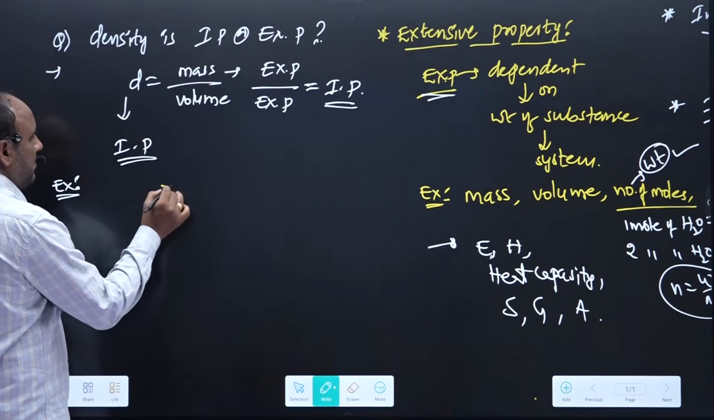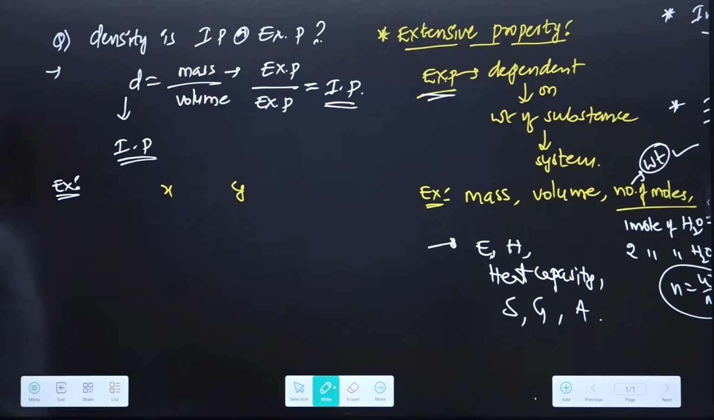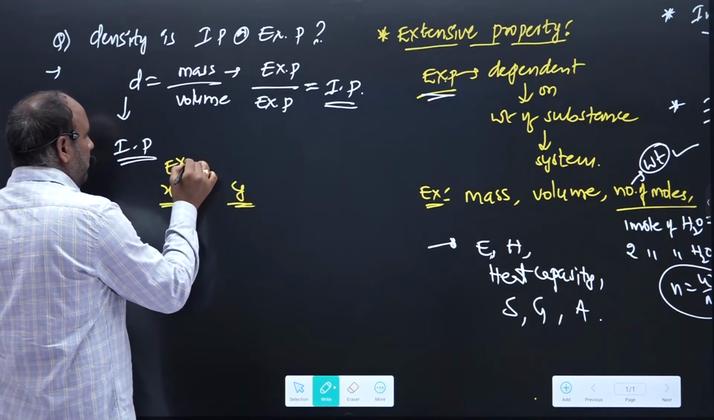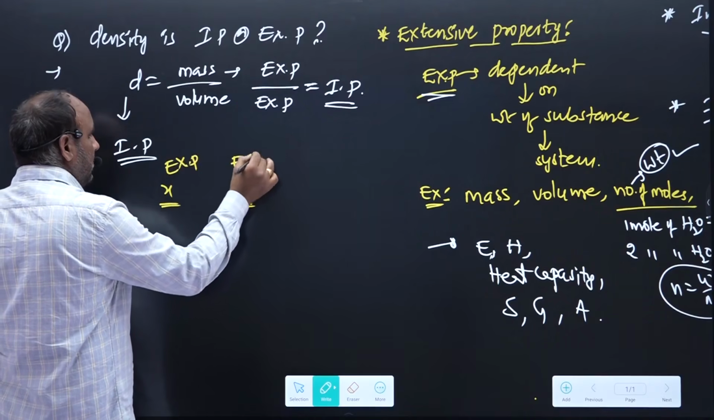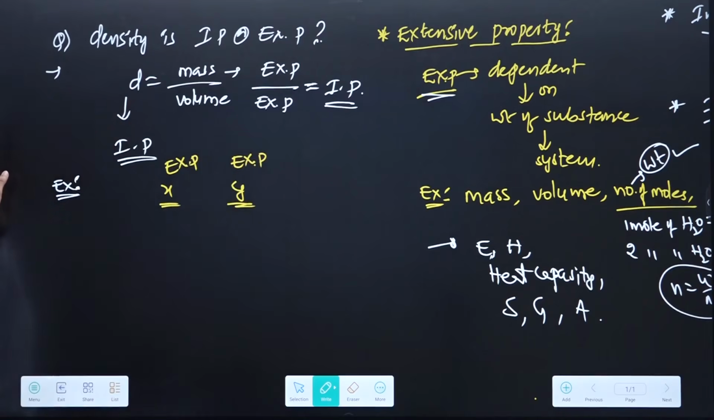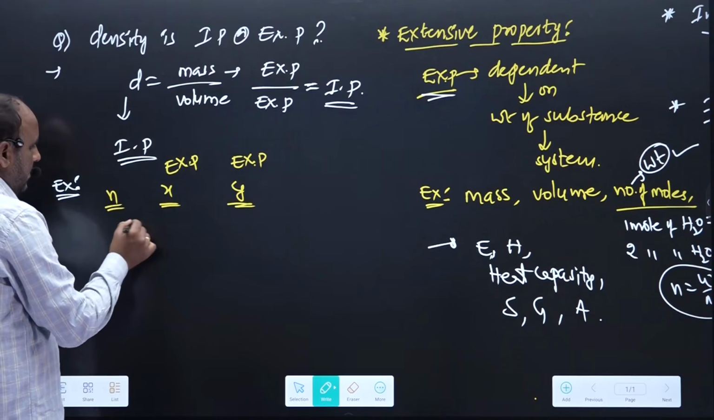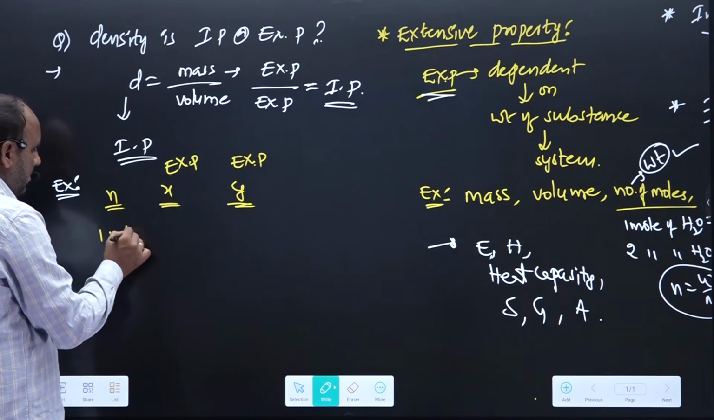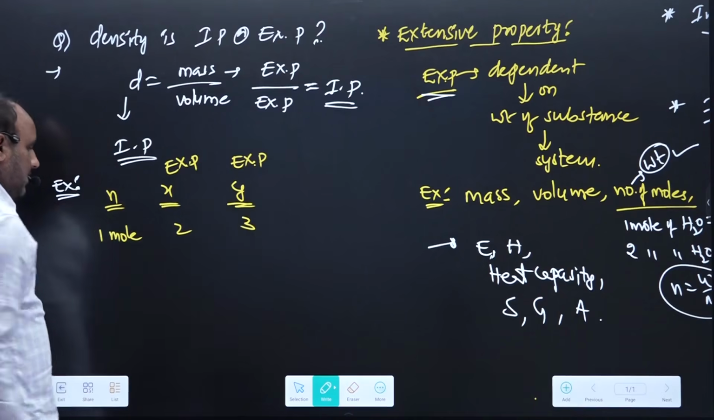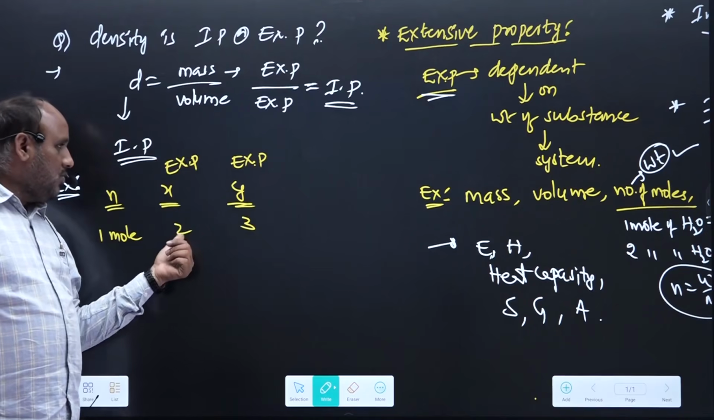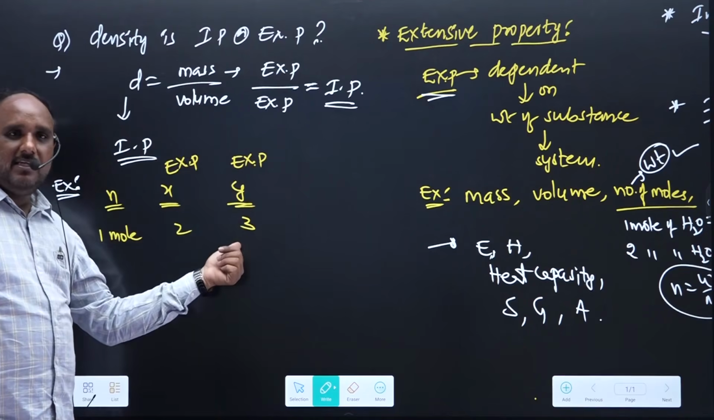Some X property is there and Y property is there. X is an extensive property. This is also an extensive property. Extensive property and extensive property. Consider number of moles. For 1 mole, X value is 2, Y value is 3. One mole of substance is there. Extensive property X is 2 and extensive property Y is 3.